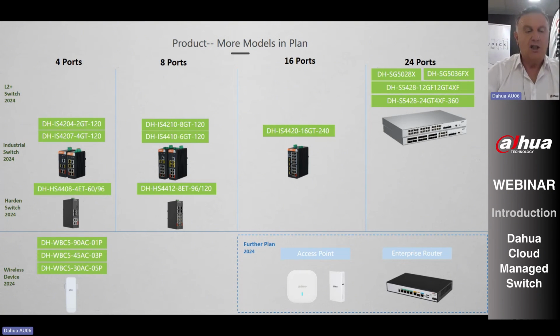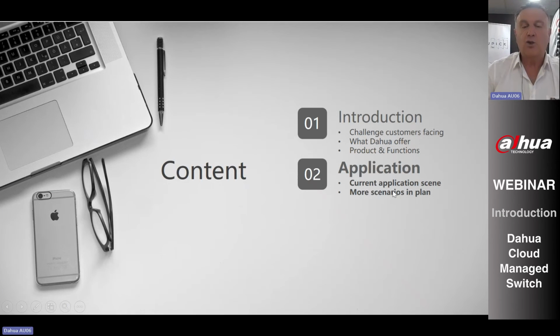including wireless devices in the DHWBCS90AC, and enterprise routers are all coming very, very soon in our models coming up in the plan. Let's quickly look at some of this application. Where can you add some of these devices?